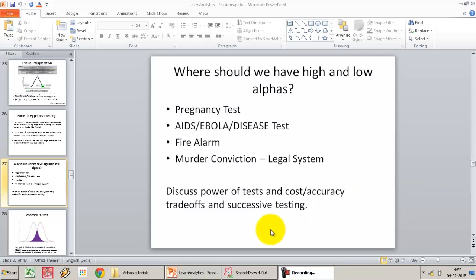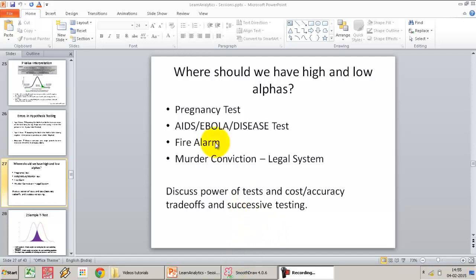So continuing ahead with the errors in hypothesis testing and the impact of selecting the confidence level or alpha of the test, we are going to conduct a few thought experiments and figure out what it means when an error happens on different kinds of tests. For example, what is more harmful when we are conducting a pregnancy test, a false positive or a false negative?